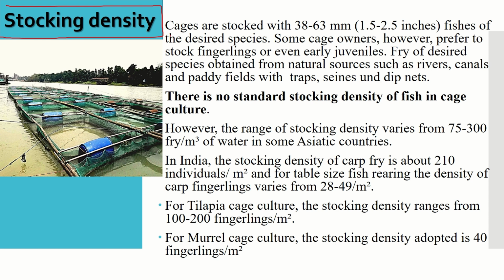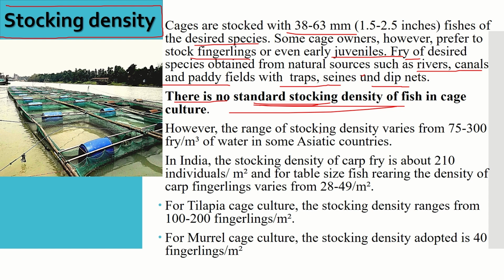Cages are stocked with 38 to 63 millimeter fishes of the desired species. Some cage owners, however, prefer to stock fingerlings or even early juveniles. Fry of desired species obtained from natural sources such as rivers, canals, and paddy fields with traps, seines, and deep nets are also stocked. There is no standard stocking density of fish in cage culture. This is because of various species, cage sizes, mode of installation, water environment, and management.